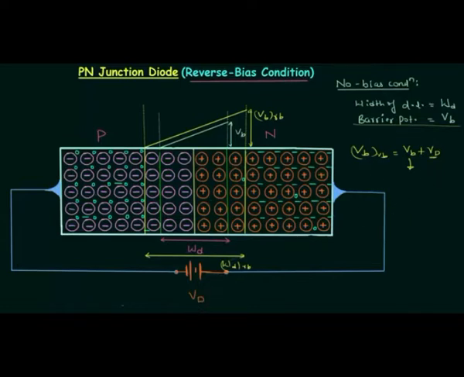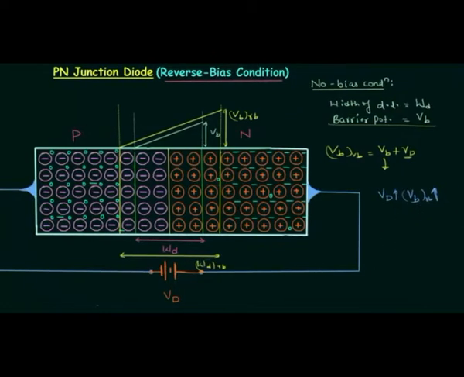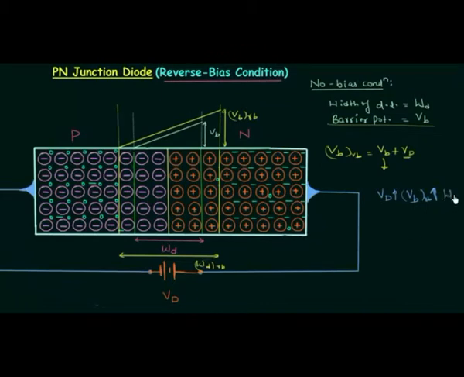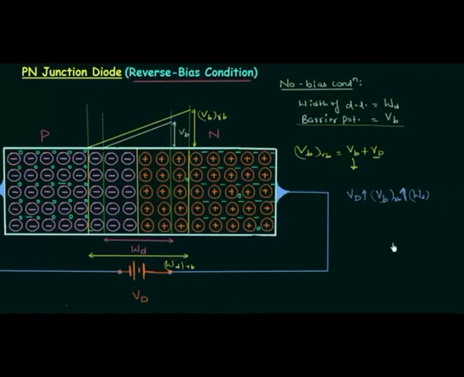So I will write this down. If you increase VD, the reverse bias potential, the barrier potential will also increase, and this is also true for the width of depletion layer. On increasing VD, width of depletion layer will also increase.